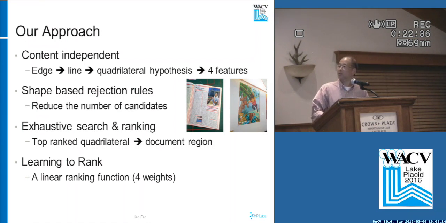In this case, we don't want to detect all the quadrilaterals or rectangles. We want to detect only one. And hopefully, by the ranking, the one corresponding to the real document region will be top ranked. That's our goal. In terms of ranking, we basically use learning to rank. In this particular work, we are also limited to a linear ranking function. That means for 4 features, we only need to learn 4 weights.